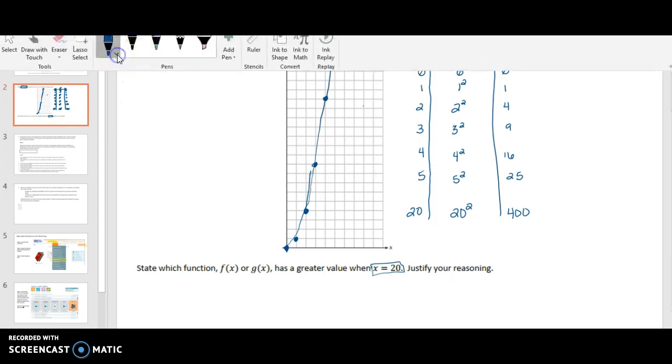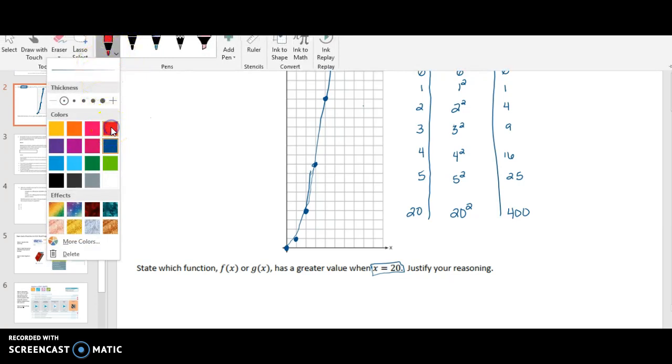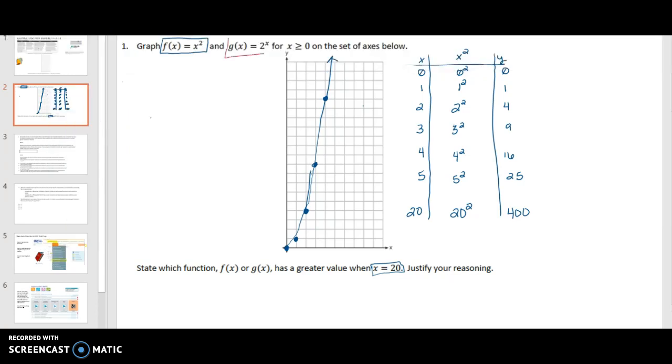Let's graph g of x. And we'll do this one in red. So we'll do g of x is here. All right, so once again, all we're going to do is pick x values, plug them in, and get y values out of it. So this is our formula for g of x, 2 to that power.